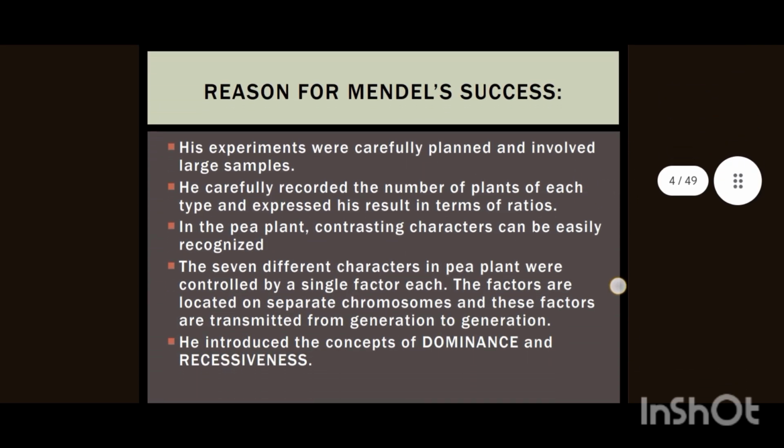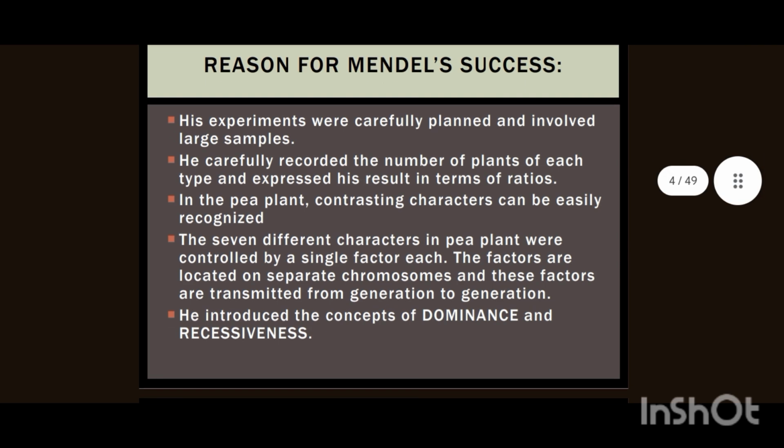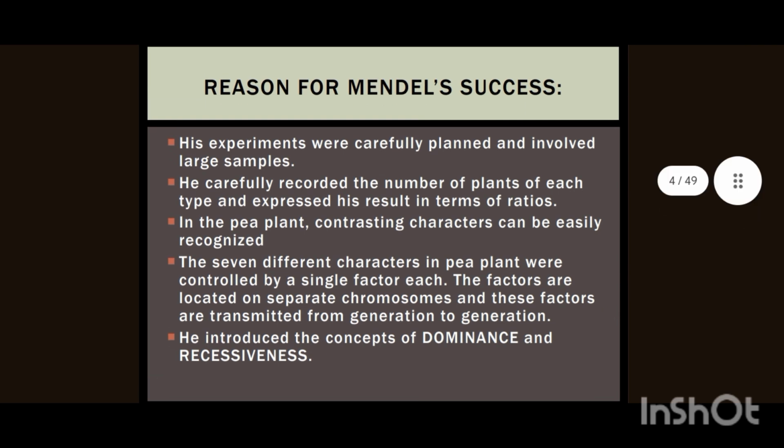Reason for Mendel's success: his experiments were carefully planned and involved large samples. Mendel worked on a large number of Pisum sativum plants, crossing them and observing the different traits of the offspring. He carefully recorded the number of plants of each type and expressed his result in the form of ratios. He analyzed each and every character statistically. In the pea plant, contrasting characters can be easily recognized; the variant characteristics are easily observable.